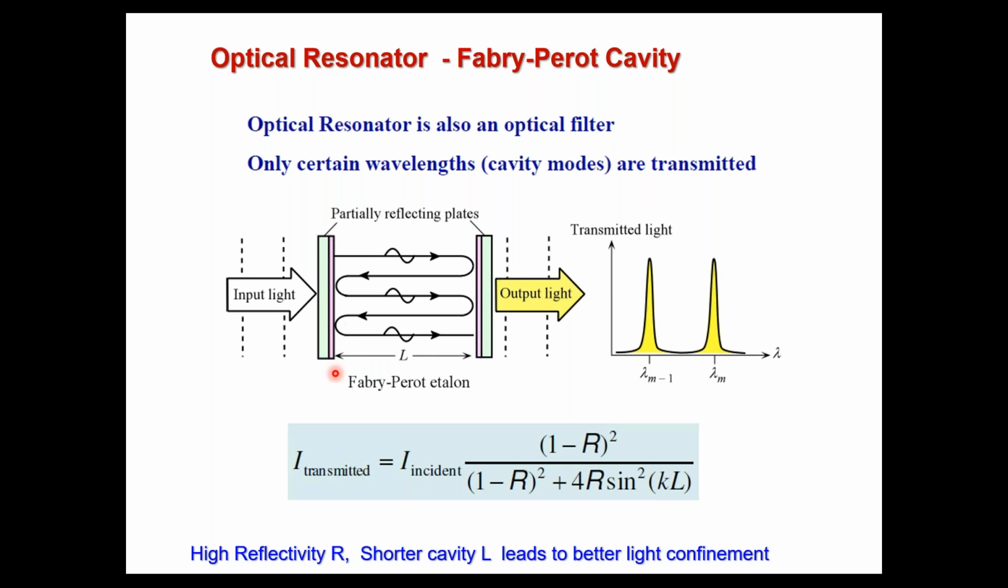The reflectivity of these kind of mirrors basically depends on the coating technology. So you have multi-layer coatings for 100% reflection for a particular wavelength. So that technology is not very cheap. And also it is very difficult to keep these two mirrors parallel all the time. So the high reflectivity and shorter cavity length actually lead to better quality factor.